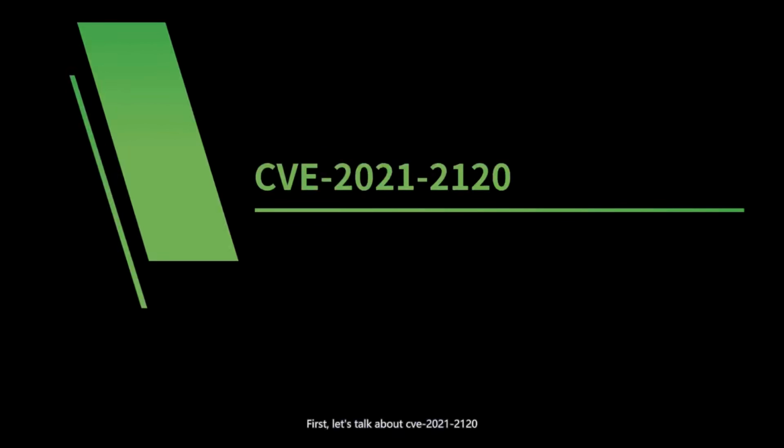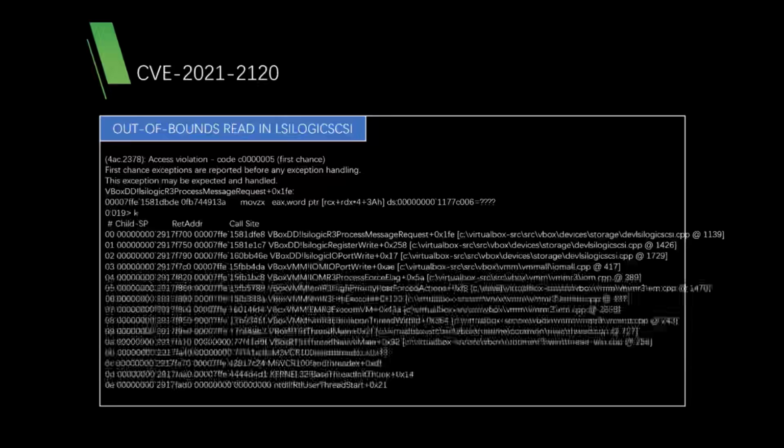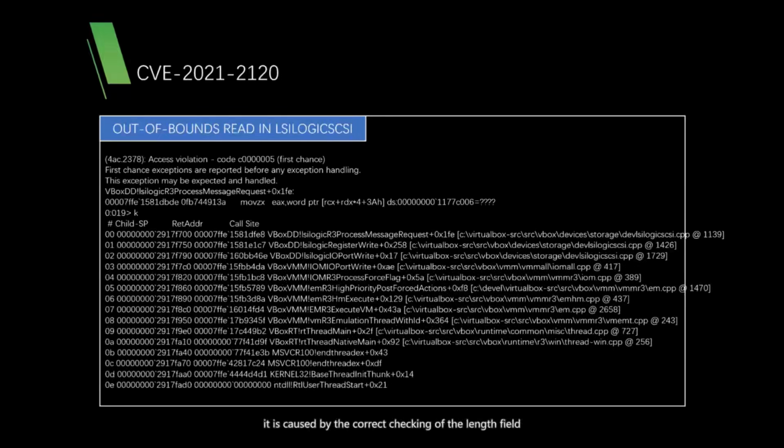Next, let's talk about CVE-2021-2120. This is the stack trace at the crash. As shown in the figure, this is an OOR of the LSI Logic SCSI device. This is a device vulnerability. It can be seen from the stack trace and it is caused by the incorrect checking of the length field when processing the I/O port.